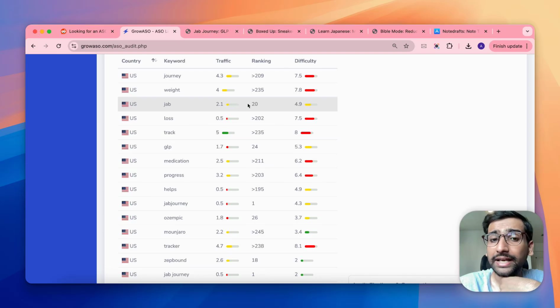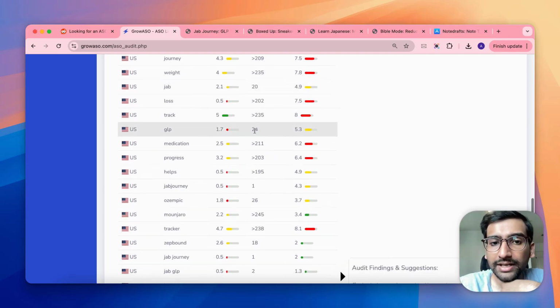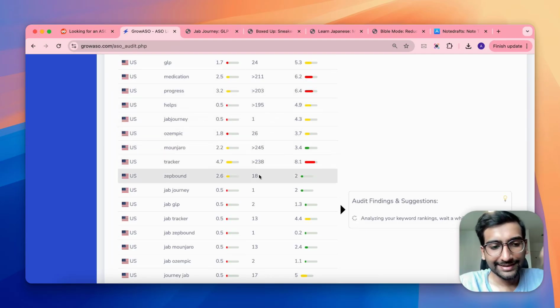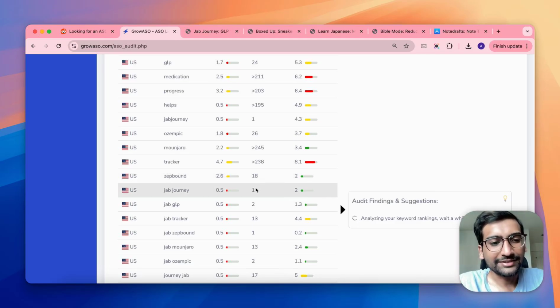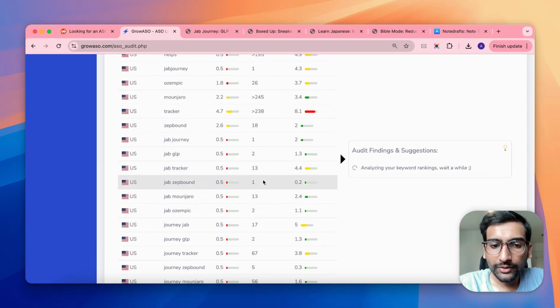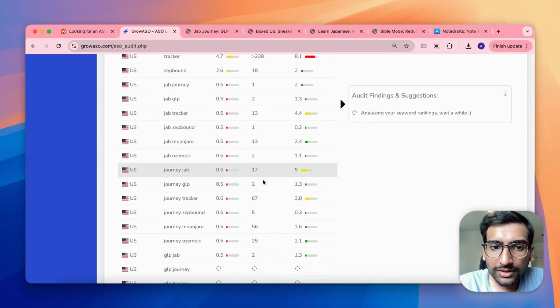It's interesting that it's ranking at number 20 for jab, number 24 for GLP. This is a low traffic keyword, so this doesn't matter. Ozempic 26. So the good sign is that the rankings are showing up. It's not in the top 50 or 100, where it's totally invisible, but it's also not in the top 10, right? Most traffic goes to the top 10 apps. So it's going to be interesting to see how this works out.